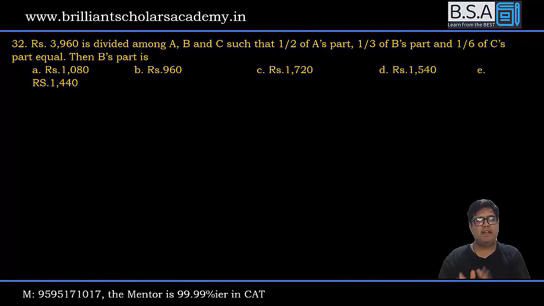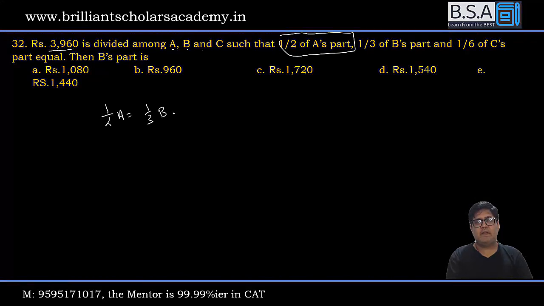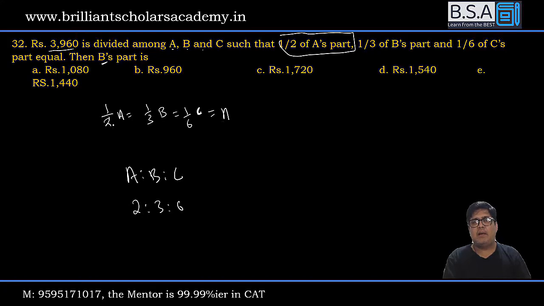So the simplest hint given to us is we need to divide a certain sum of money, 3960, among A, B, and C, such that half of A's part is equal to 1 by 3 of B's part is equal to 1 by 6 of C's part. You want the part of B. We have covered this in basic theory. When the numbers are in the denominator only, you can create a ratio like this through denominators. Basically, when you assume them equal to some number n, A becomes 2 into n, B becomes 3 into n, C becomes 6 into n, and n cuts off. That is the ratio.